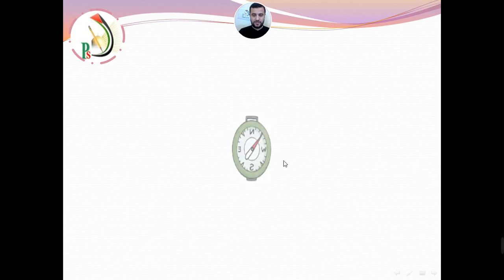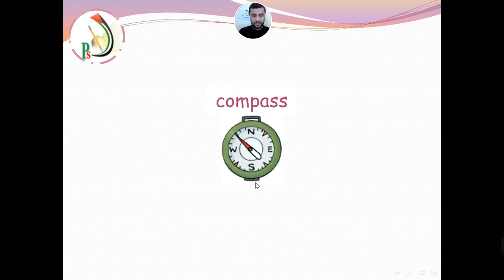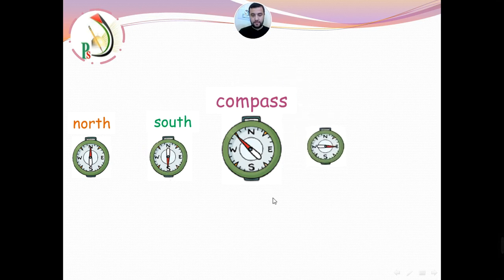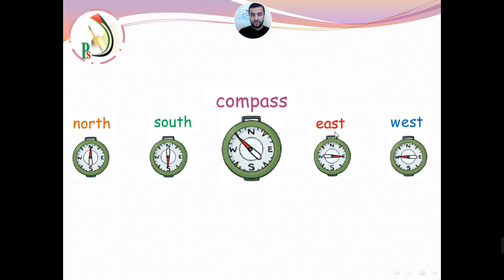Let's go more specific. This is a compass. And we have here north and south. North, the arrow is up. South, the arrow is down. And we have here east to the right, west to the left. The compass shows us the 4 directions: north, south, east, and west.